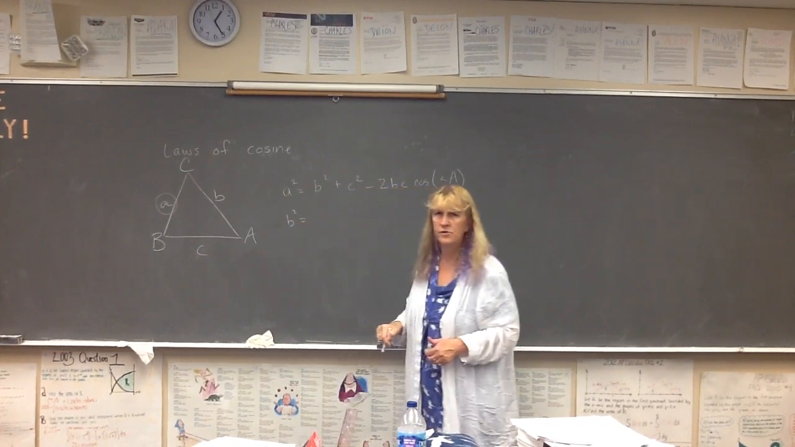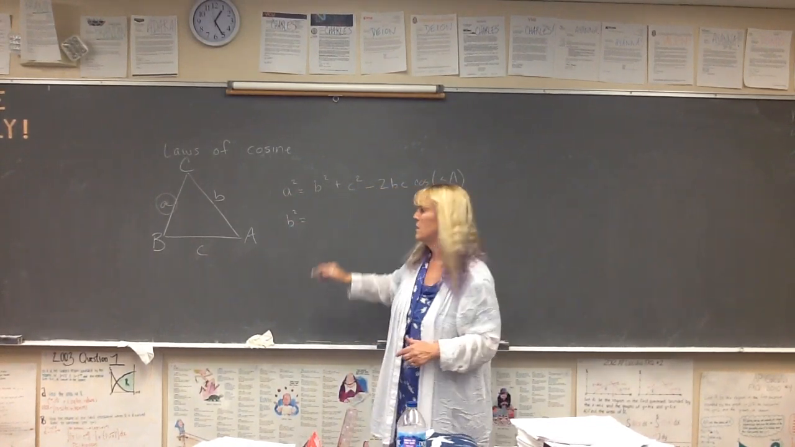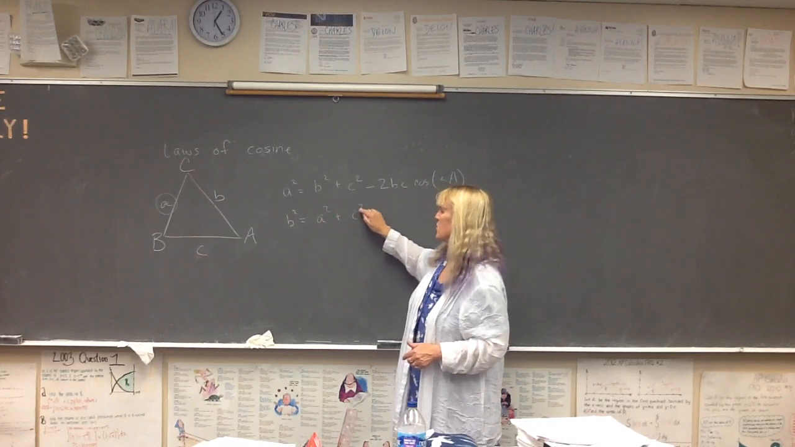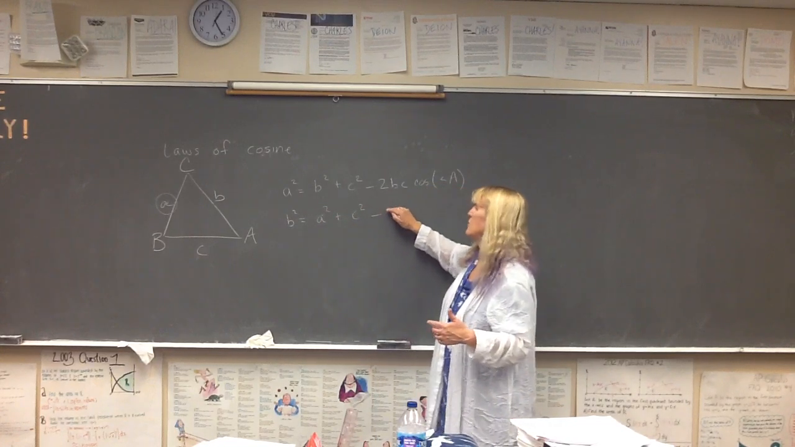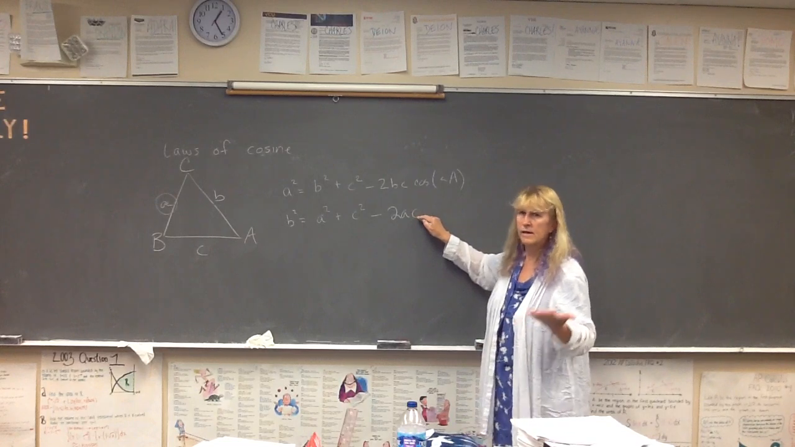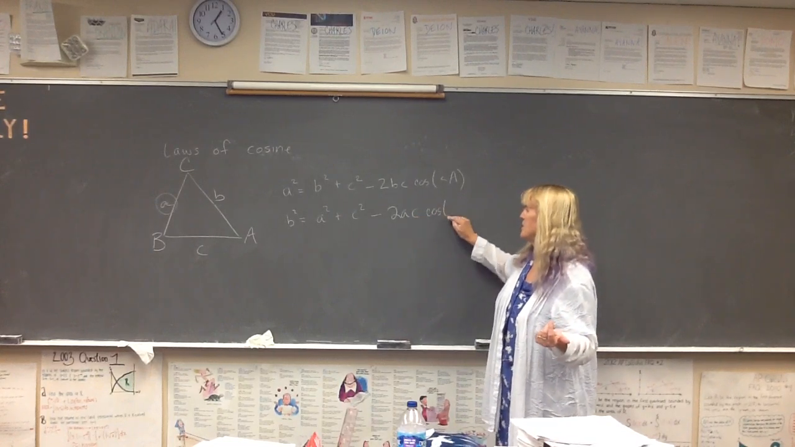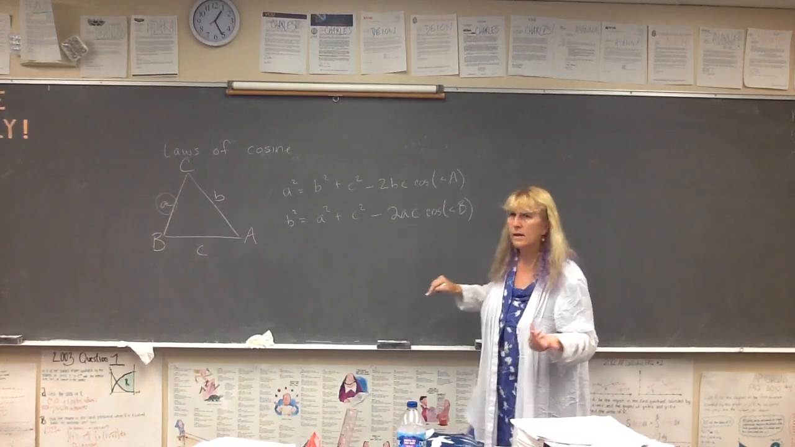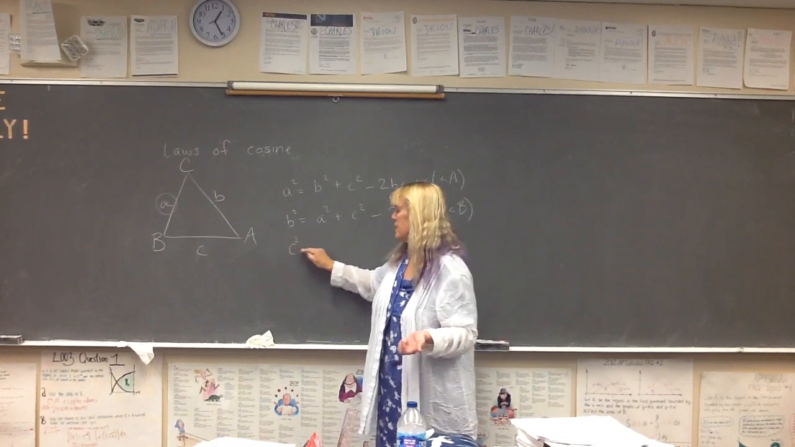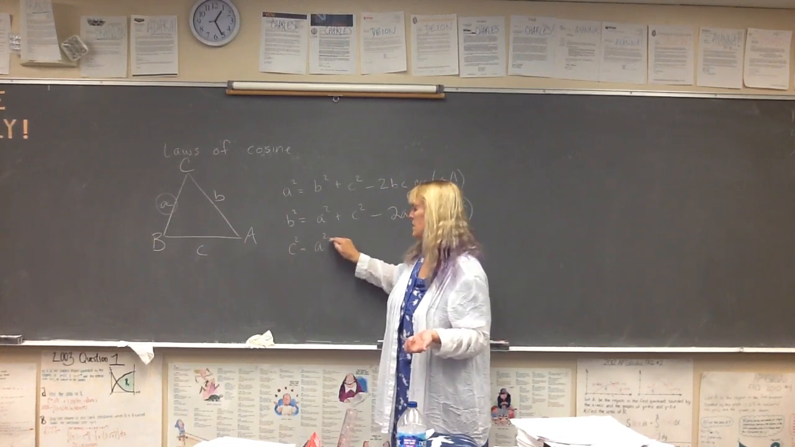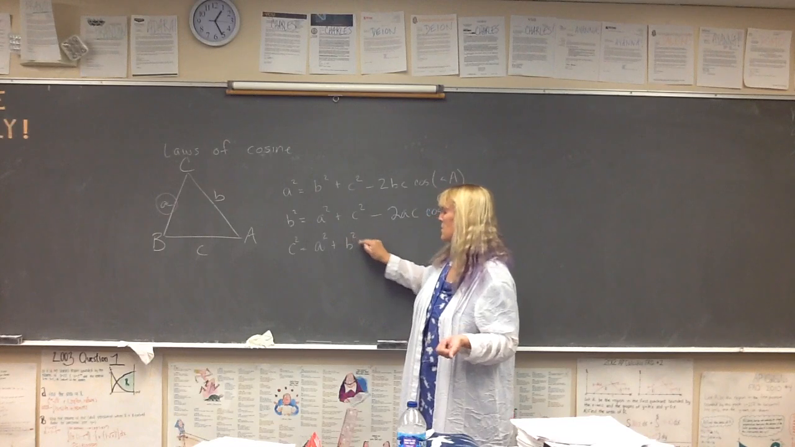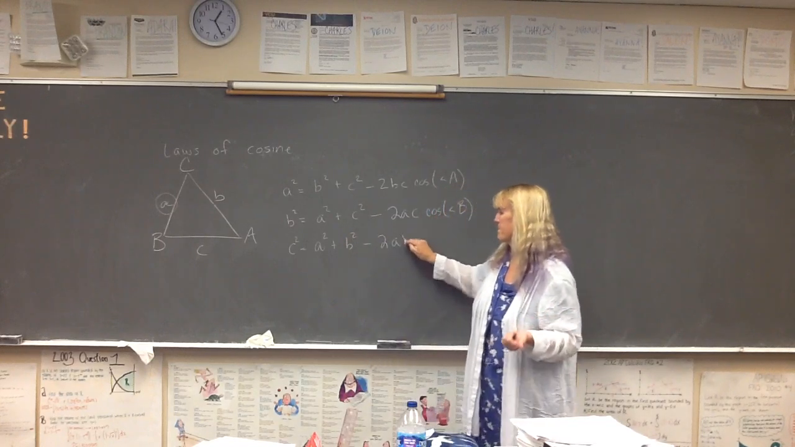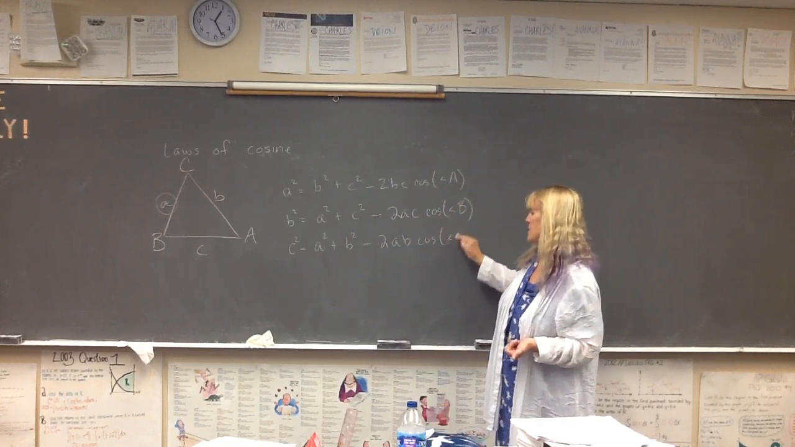Let's try it again, ready? b squared equals, give me the other two sides: a squared plus c squared minus 2ac cosine of angle B. Let's try it again. c squared equals a squared plus b squared minus 2ab cosine of angle C. Isn't that simple?